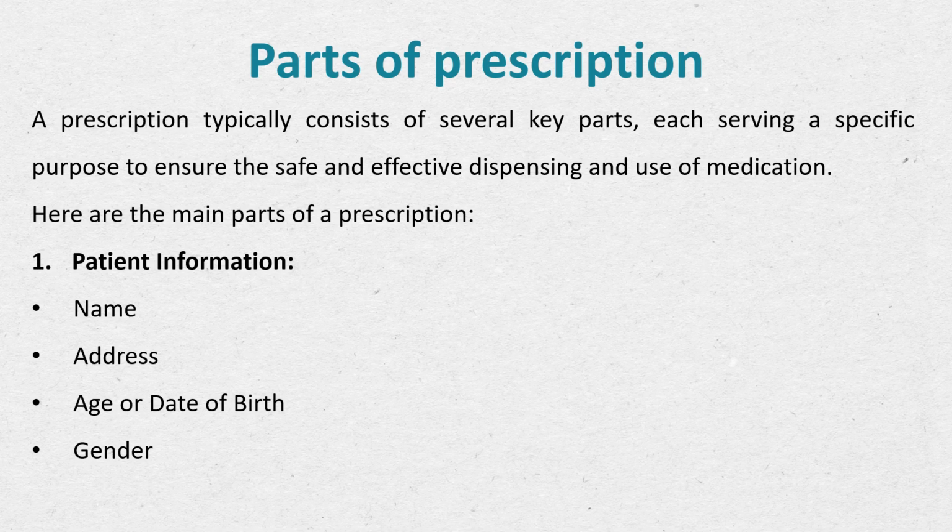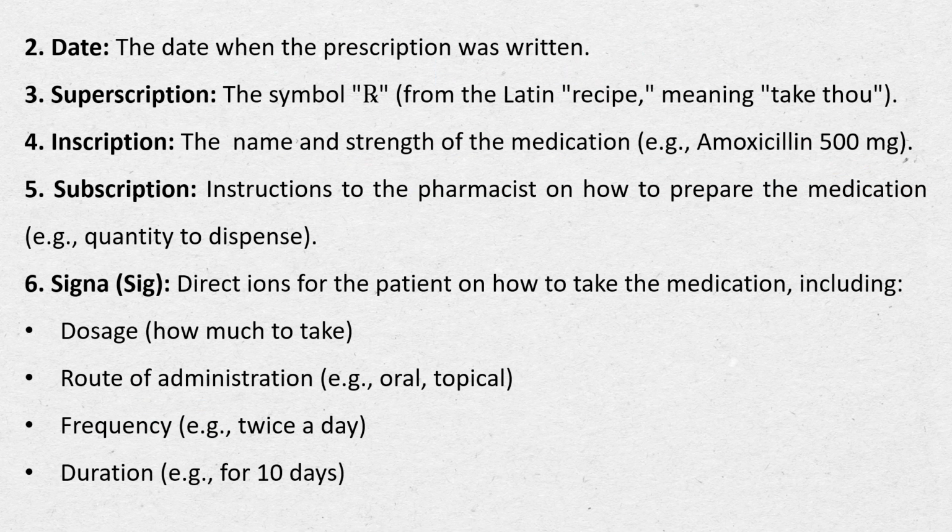Now we'll discuss parts of prescription. It consists of several key parts, each serving a specific purpose to ensure the safe and effective dispensing and use of medication. The main parts of the prescription are: first, the patient information, which consists of name, address, age or date of birth, and gender of the patient. Then next is date. The date is when the prescription was written.